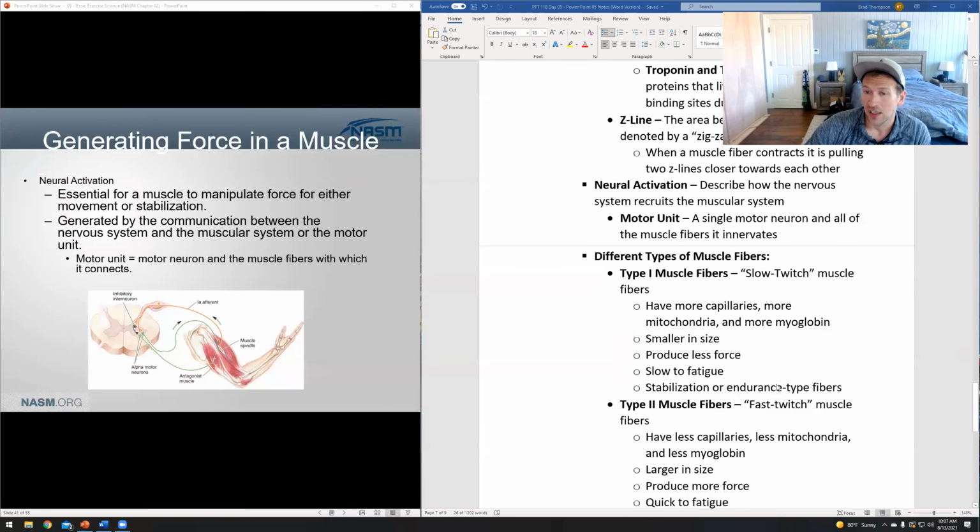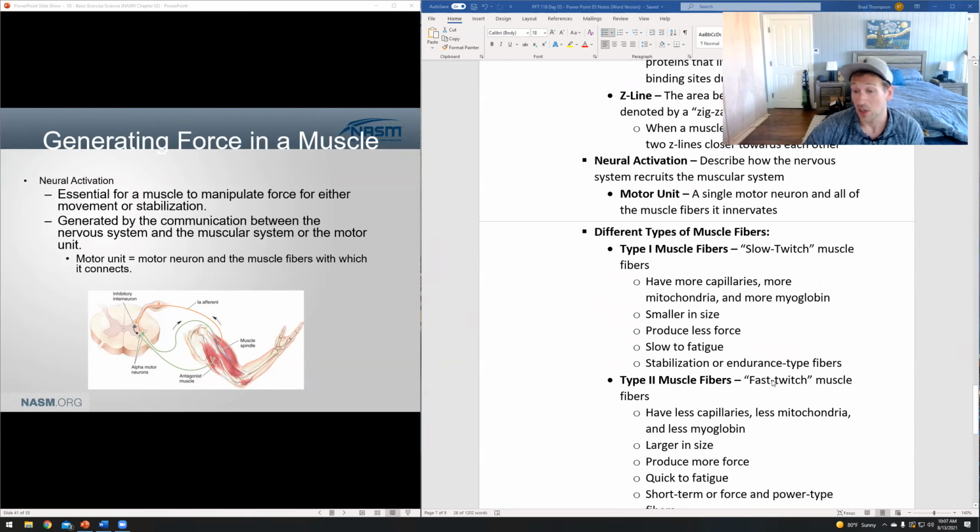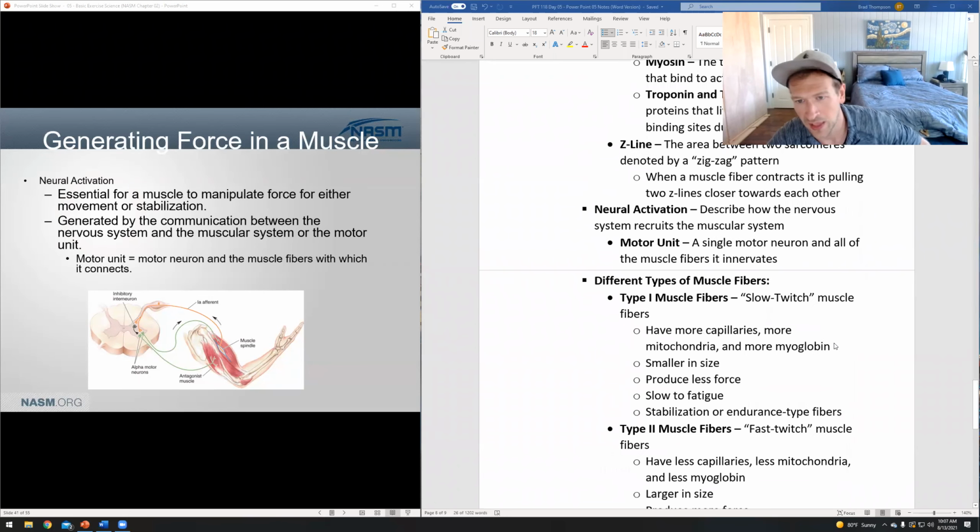Okay, so let's take a look at how, so that's what's going on in all of our muscles, right? That's what's going on in every muscle that you have: this constant shortening and this constant relaxing back to full length. So how does our nervous system interact with all those muscles? Well, that is where we have to talk about how neural activation works. So neural activation is describing how your nervous system zaps and makes your muscular system actually contract.